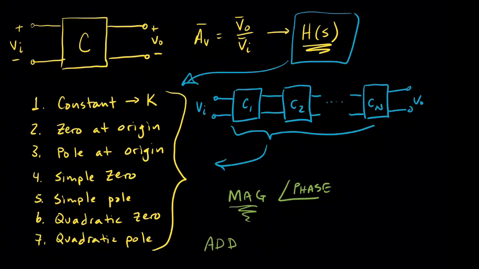So we're going to add the magnitudes in dB. Remember, multiplication when we go to the log domain becomes addition. That's what we're going to take advantage of when we're building our composite Bode plots, and that's why we've learned about each of these individual elements and how they work.